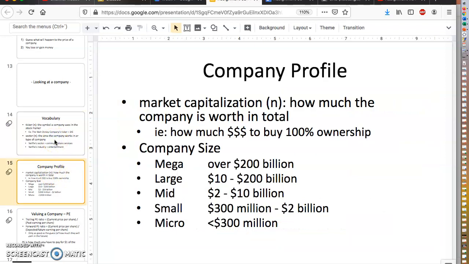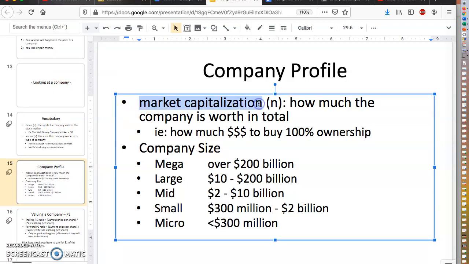Okay, moving on. There are certain measures of a company that are commonly used. One thing is called market capitalization. That is a noun, and that is basically how much the company is worth in total. Or another way of thinking about it is how much money you would have to use in order to buy 100% ownership of the company. If that market capitalization is over 200 billion, we call that a mega size company. Company size is basically based on market capitalization.